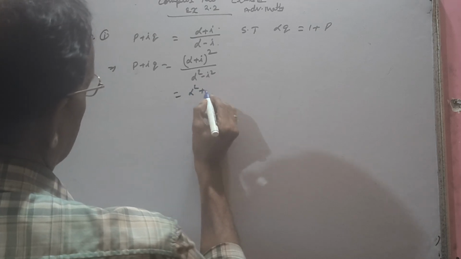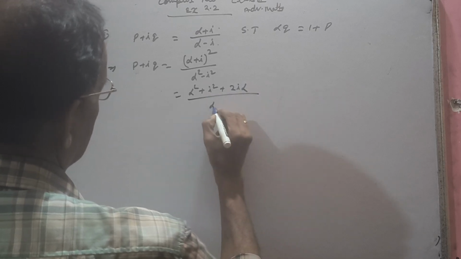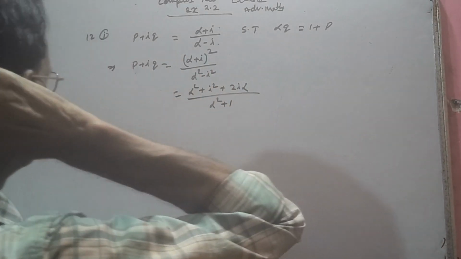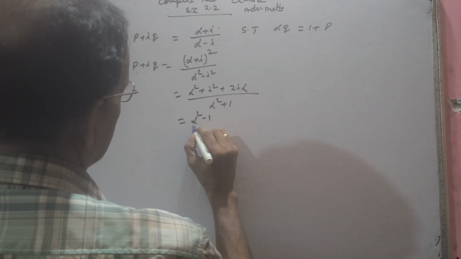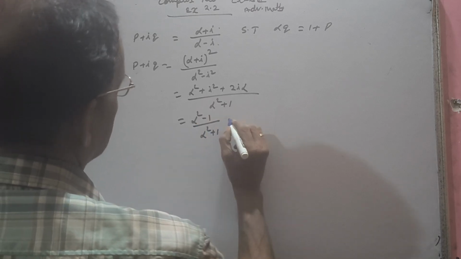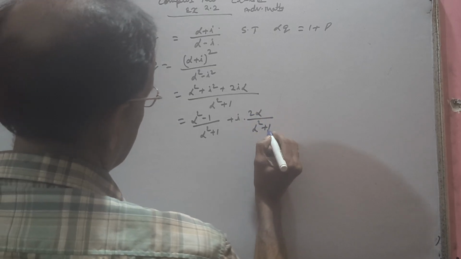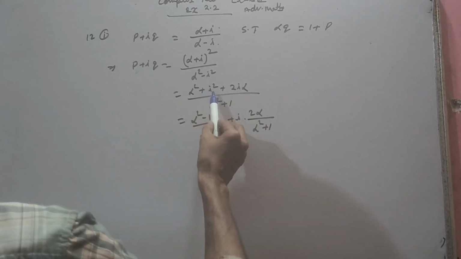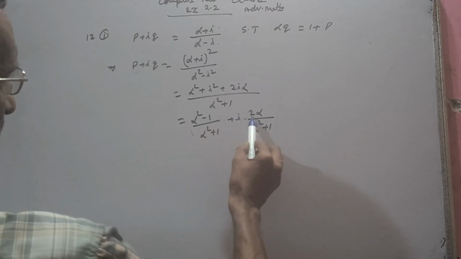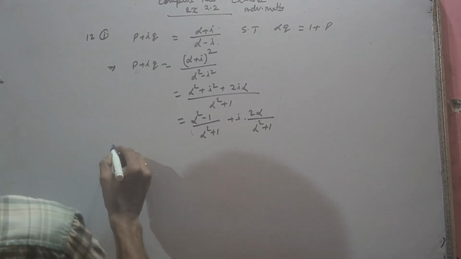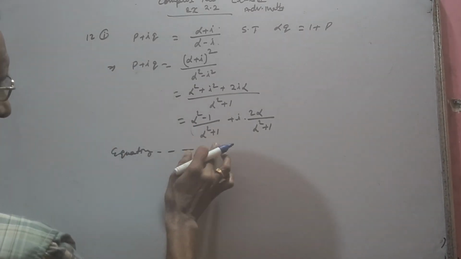So this is alpha square plus i square plus twice i alpha, and this is alpha square plus 1, because i square is minus 1. So this is (alpha square minus 1) by (alpha square plus 1) plus i into twice alpha by (alpha square plus 1). You understood what I have done? i square is minus 1. We have separated it in a plus ib form always. So equating real and imaginary parts always, real part will be equal to real part.